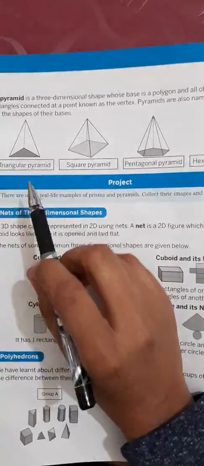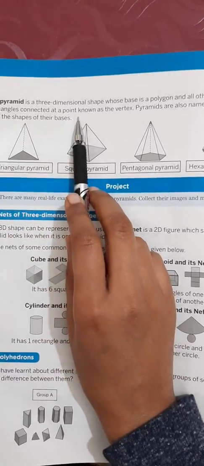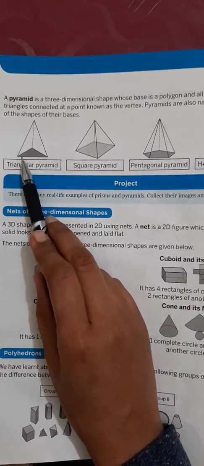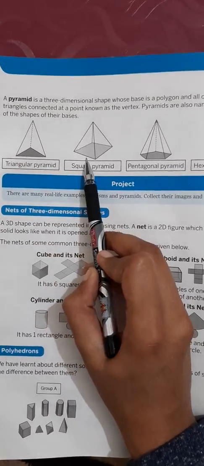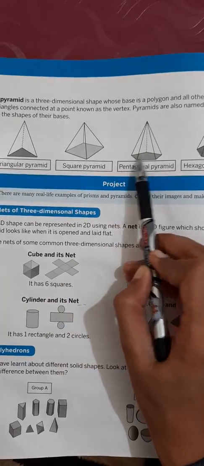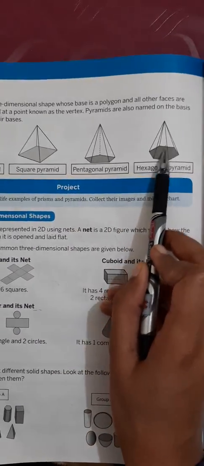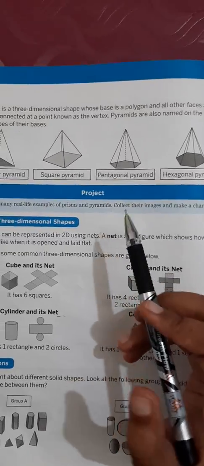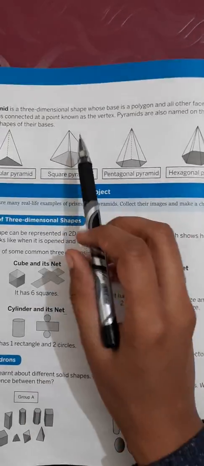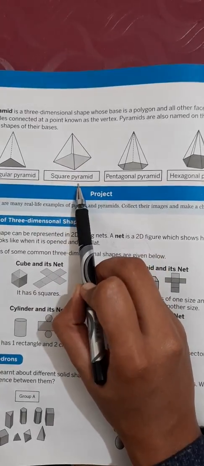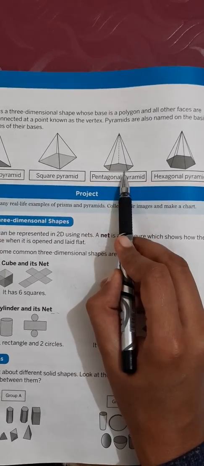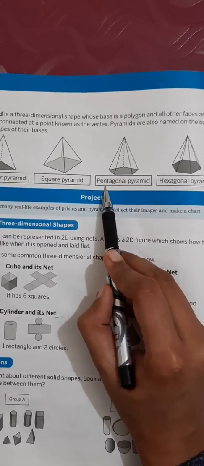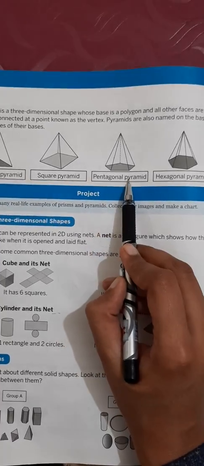Now the next is pyramid. A pyramid is again a 3-dimensional shape whose base is a polygon. The polygon can be of any shape. It can be triangular, it can be a square, that means 4 sides, it can have 5 sides, a pentagon, or 6 sides, 7 sides. Right? And on the basis of the polygon, we name the pyramid. If the base has 5 sides, that means a pentagon, we call that pyramid a pentagonal pyramid.